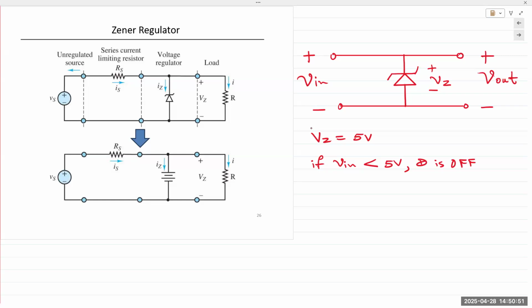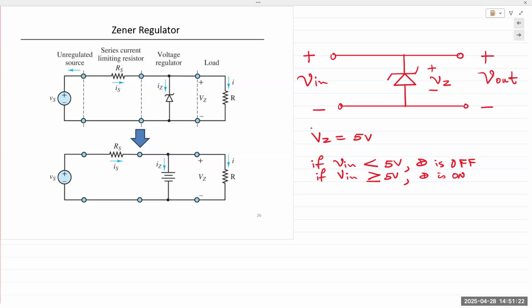But now you slowly start increasing the voltage, and at some point V in crosses 5 volts, and diode D is on. Obviously, this is an ideal circuit, not possible in real life. So we are saying even if the input is equal to 5 volts, the diode turns on. In real life, there are plenty of other considerations. Okay.